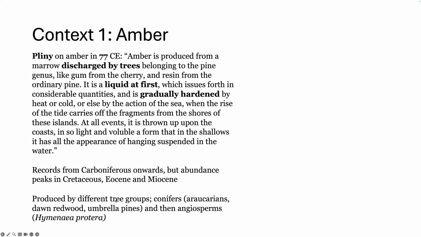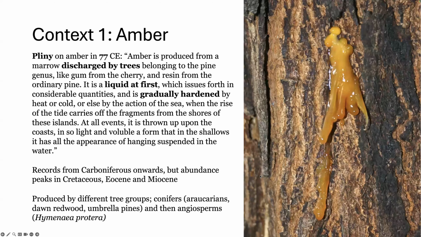So it's produced by different tree groups. In the earlier ambers by conifers, several different kinds: araucarians, or the southern pine, dawn redwood, umbrella pines for the Eocene. And then in the younger ambers, the angiosperms start to play a big part. And there's this tree, Hymenaea protera, that is the source of the amber in the Dominican Republic in the Miocene.